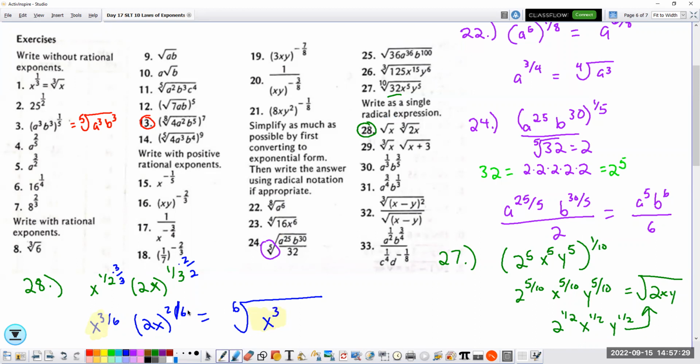Now here, when I put the 6th root, the denominator comes here, but I'm still left with the squared. I can square 2, so times 2 squared is 4. And then x squared is just x squared. So my final answer for number 28, if I multiply this together, is the 6th root of 4x to the 5th. Let's do 33.